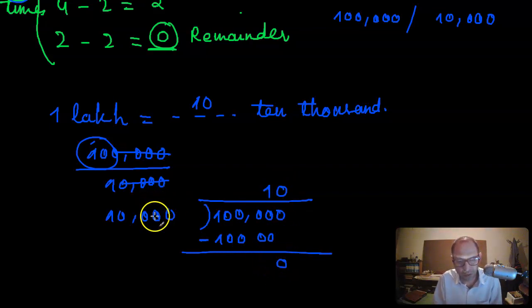The 0 goes over here because there are 0 10,000s in a 0, right? And so that's essentially 10. So to answer the question, how many 10,000s are there in a lakh? The answer is 10. Or in other words, 1 lakh is 10 10,000s. Okay. So that was question number one. In the next video, we will talk about the rest of the questions. Thank you.